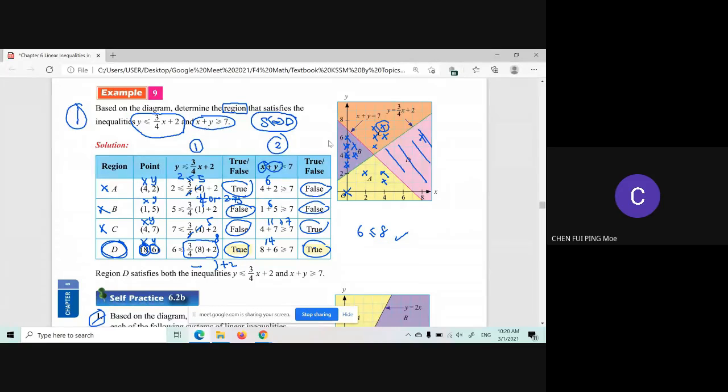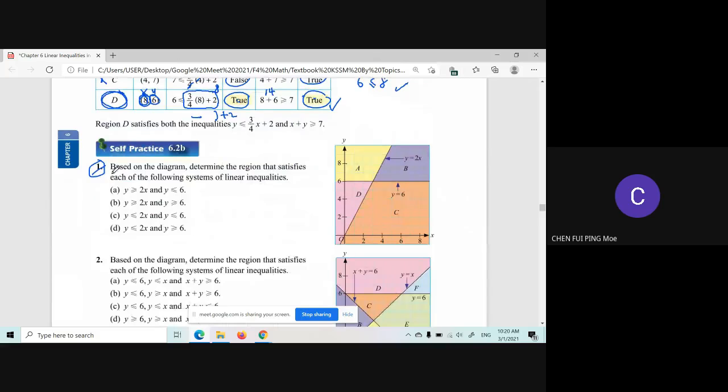Remember, like point region A, if you want to check for A, you simply choose any point in region A. If you want to check for A, just choose any point in A. If checking for C, choose any point in C. Okay, and then both must be true. Then that one is the answer for this inequality. Clear? So 6.2b, question 1, you do later on.